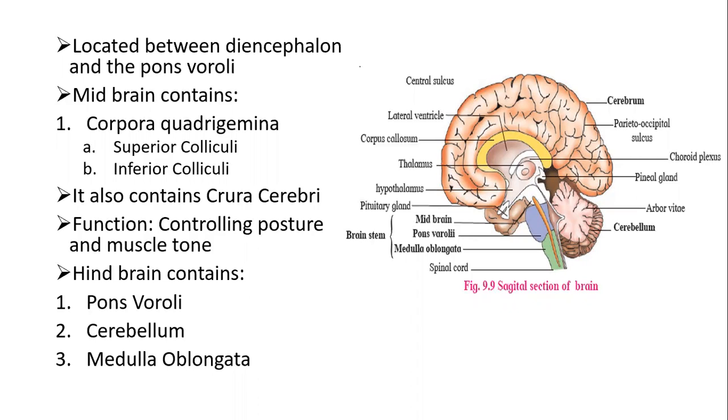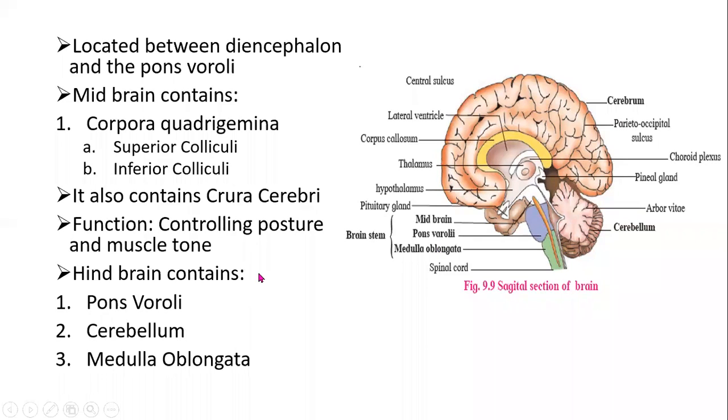Midbrain is located between the diencephalon and the pons varolii. See here in the figure the location of midbrain, between the diencephalon and at the lower side, that is pons varolii. It contains the cerebral aqueduct or iter, which connects the third and fourth ventricle.